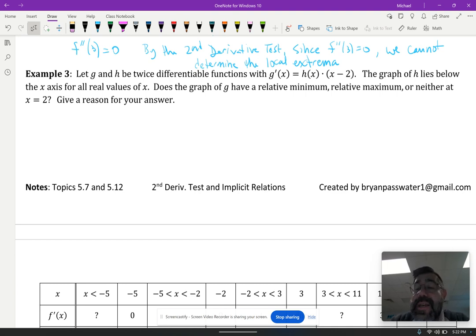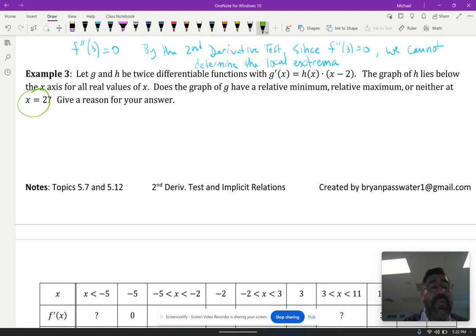The graph of h, the original function h, lies below the x-axis for all real numbers of x. Does the graph of g have a relative minimum, a relative maximum, or neither at x equals 2? And then can you give a reason for your answer? So this is a very focused question in that they're asking me about a very specific point, and that is at x equals 2, right?